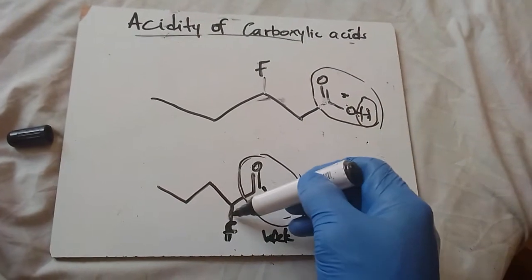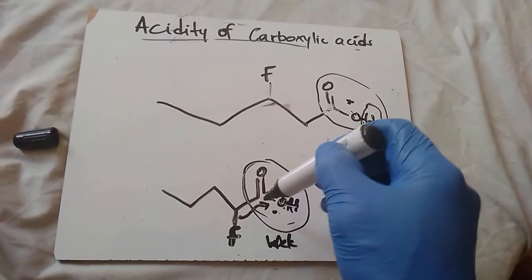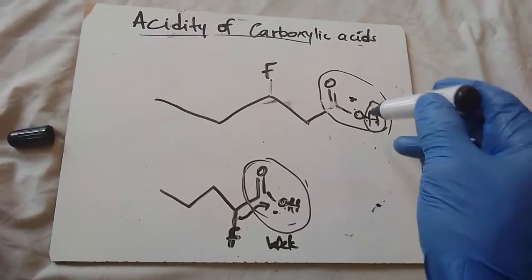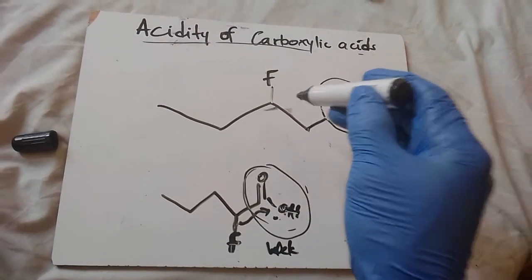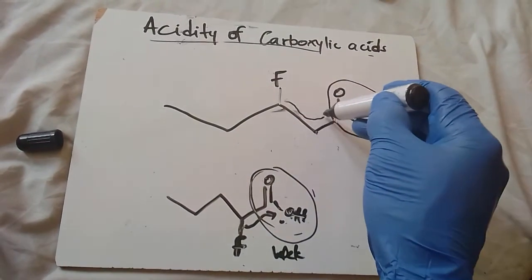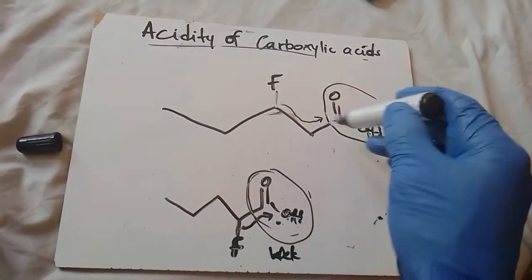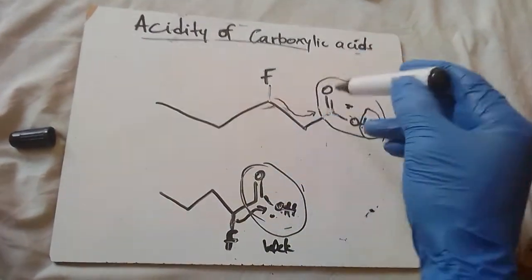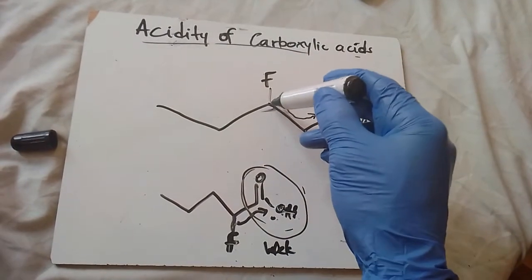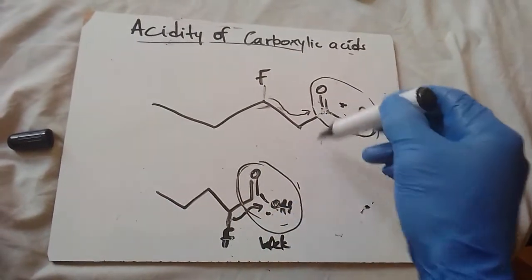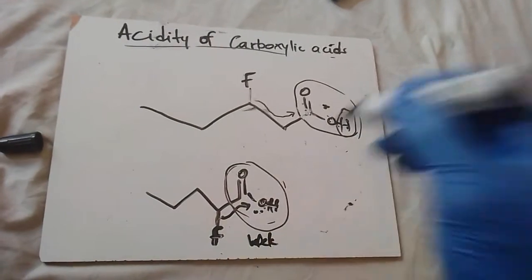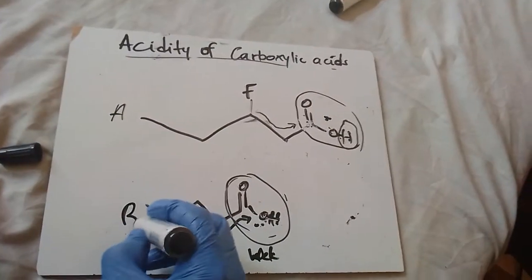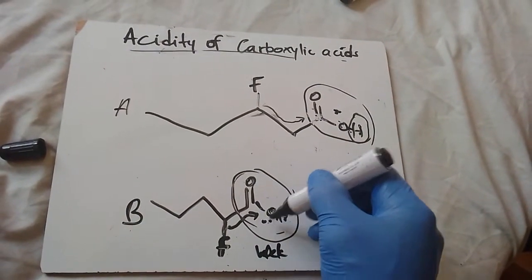Because this one is closer to the carboxylate group, this can take more than this. This one exerts a force which we call an induction, a force to pull an electron from this side. Now, because of its distance from the carboxylate group, it will exert less force on this as compared to this one. Hence, this one becomes more acidic than this. So if here is A and here is B, the B will become more acidic than A.